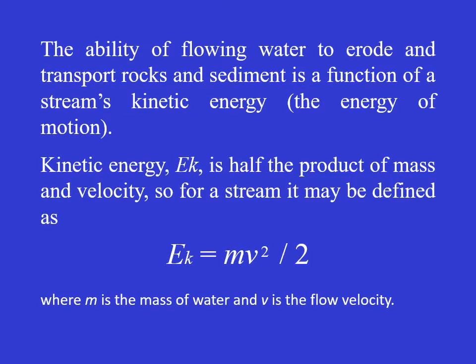Now, the ability of flowing water to erode and transport rocks is a function of the stream's kinetic energy. We all know that kinetic energy is symbolized as Ek, and it is a product of the mass and velocity, which we can write as half m v squared, where m is the mass of the water and v is the fluid velocity.